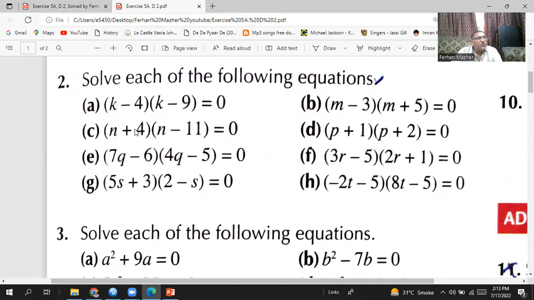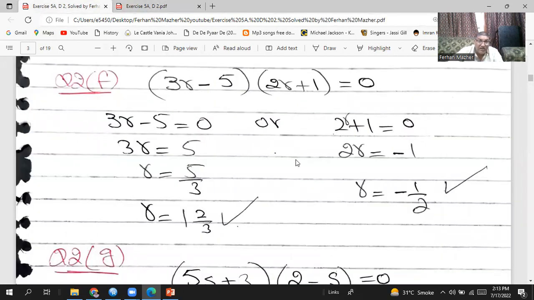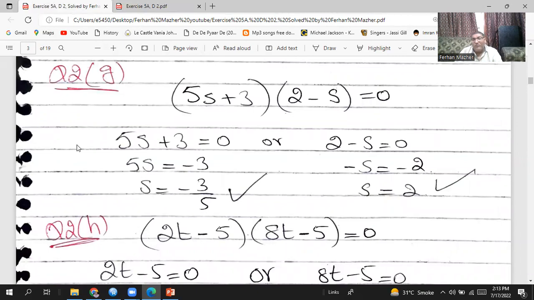Okay, so question number 2, it's G part. It says 5s plus 3 and 2 minus s equals to 0. So these two brackets are multiplying with each other and their product is equals to 0. So we will make both the brackets equals to 0. So I will write 5s plus 3 equals to 0. 5s will be equals to minus 3 and s will be equals to minus 3 by 5. That is one solution. I will make 2 minus s equals to 0. 2 minus s will be equals to minus 2. Minus minus from both the sides will be cancelled with each other. So s will be equals to 2. So there are two solutions. One is minus 3 by 5. The other one is 2.